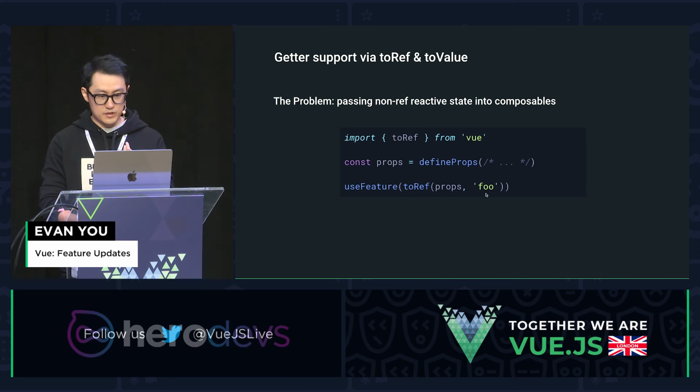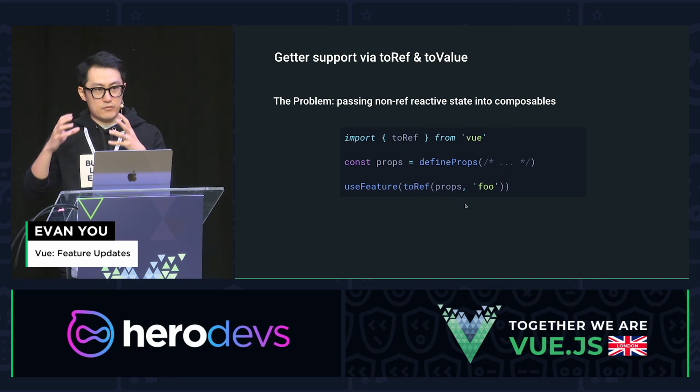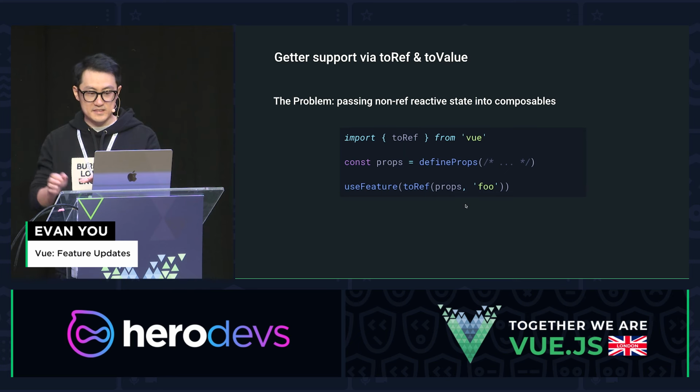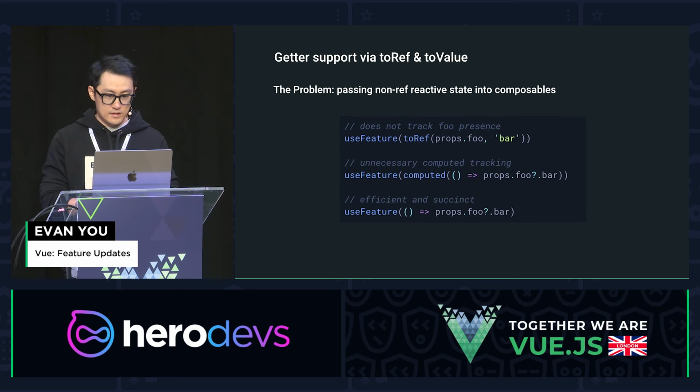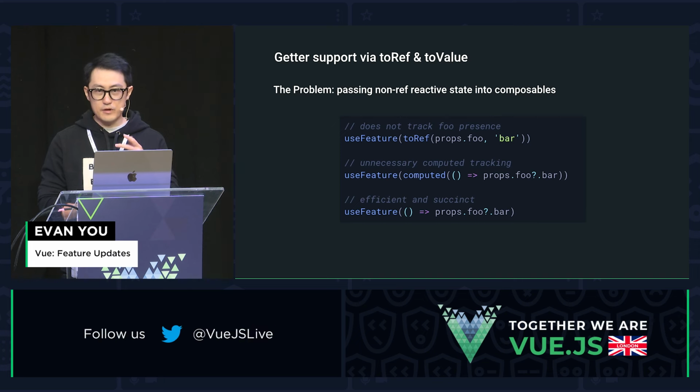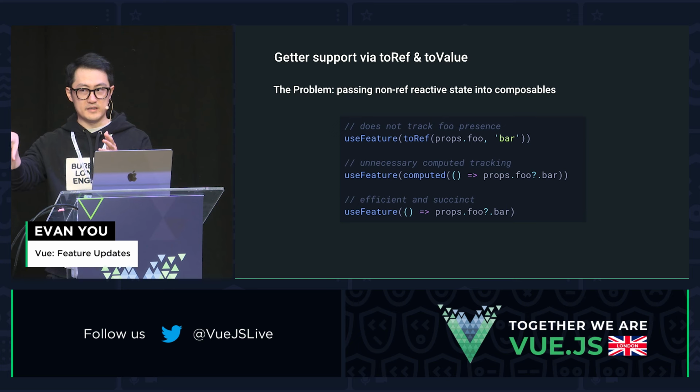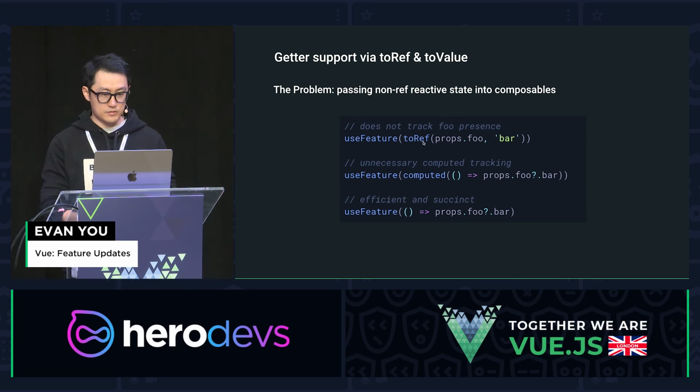So you say toRef props.foo. Essentially, you're creating a ref out of props.foo and then passing it into the function. And the problem with that is toRef, the previous signature, isn't entirely flexible. The idea here is, what if you are trying to pass in a ref for a deeply nested property? Right? So you want to say toRef props.foo.bar.